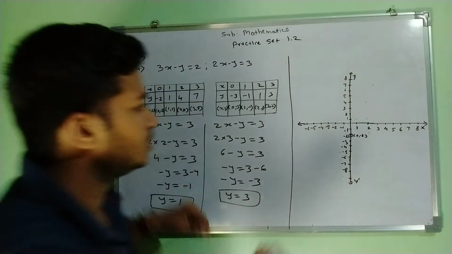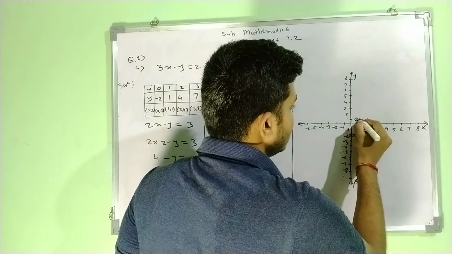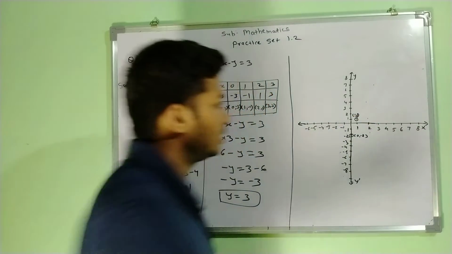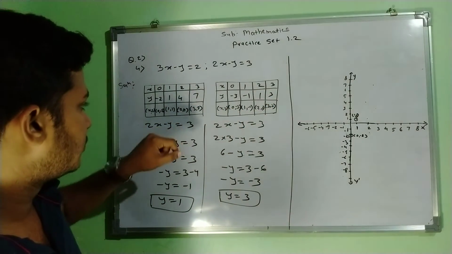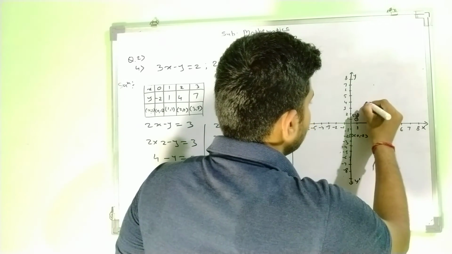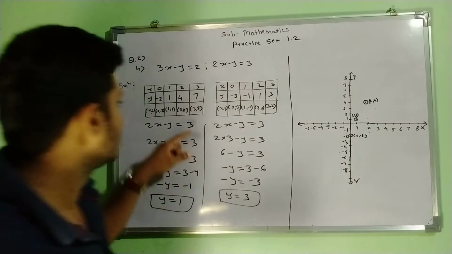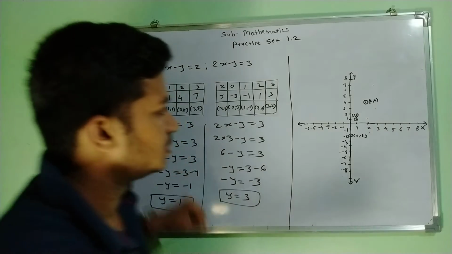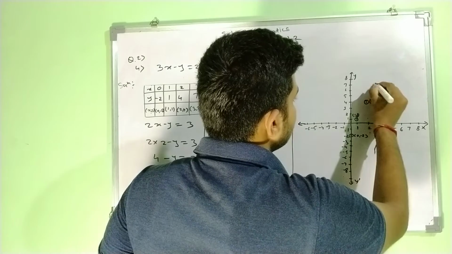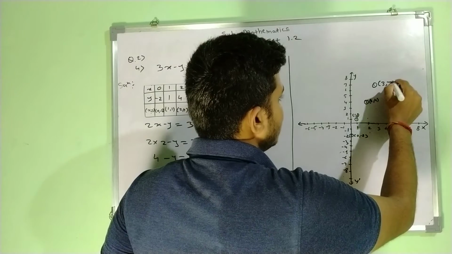Second is (1, 1), so 1 on the x axis and 1 on the y axis. So it will become over here, (1, 1). This is our next point. Next will be (2, 4), 2 on the x axis and 4 on the y axis. So it will come over here, (2, 4). And the last one is (3, 7), 3 on the x axis and 7 on the y axis. It will come here, (3, 7). So here we have plotted all 4 points.